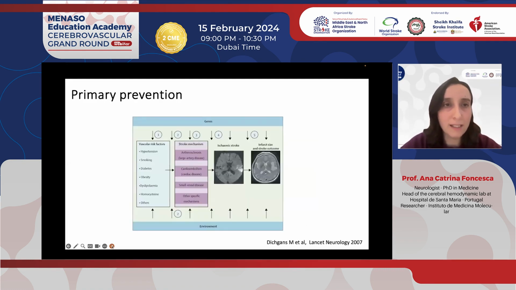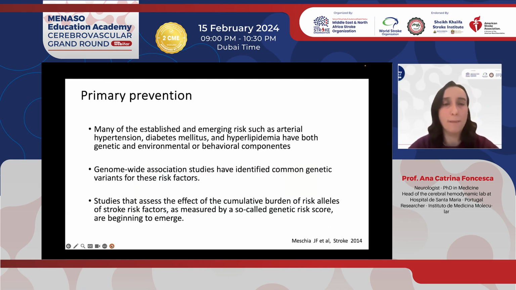There are some ideas about the application of precision medicine in primary prevention. So currently, we know that the risk of ischemic stroke derives from an interaction between our genes and the environment. And these genes and environment end up influencing the appearance of vascular risk factors. So we know that many of the established and emerging risk factors, such as arterial hypertension, diabetes mellitus, and hyperlipidemia, have both genetic and environmental behavioral components. And genome-wide association studies, GWAS, have started to identify common gene variants for these risk factors. So we now know most of the alleles that are behind these vascular risk factors.